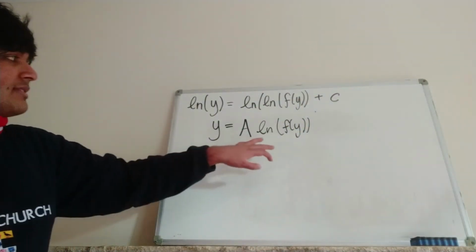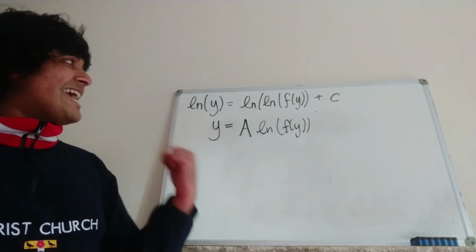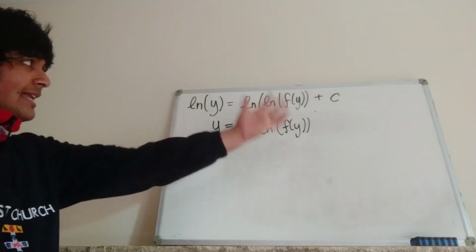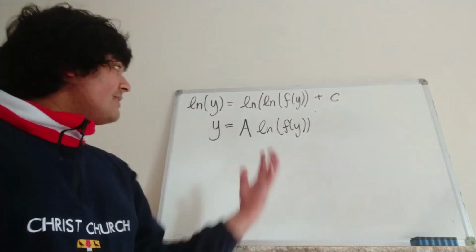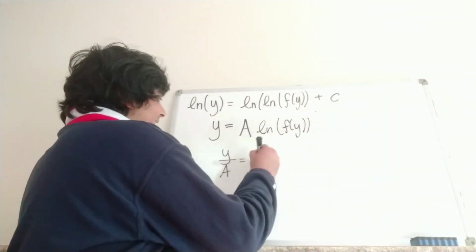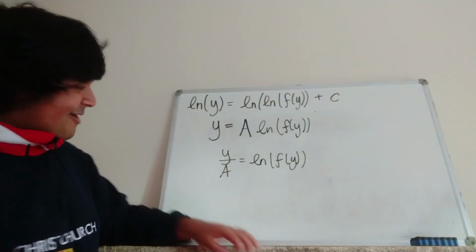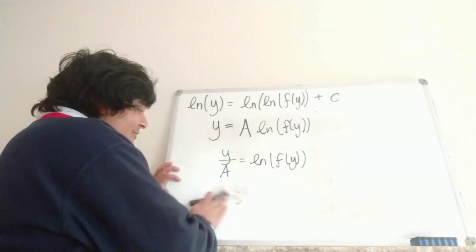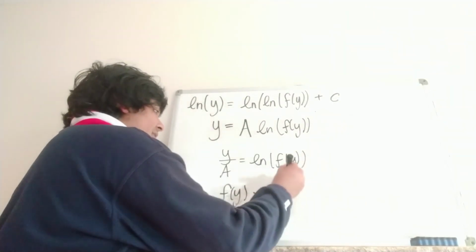Okay, so y is of this form here. Next thing I'm going to do is divide by a, and this is perfectly fine because a is not 0. In fact, a is positive. It's just e to the power of c. And we know c is a real number, so e to the power of c is going to be positive. Dividing by a gives us that y over a equals ln of f of y, and then the next step, kind of obvious, raise both sides to the power of e. So we'll get f of y equals e to the y over a.